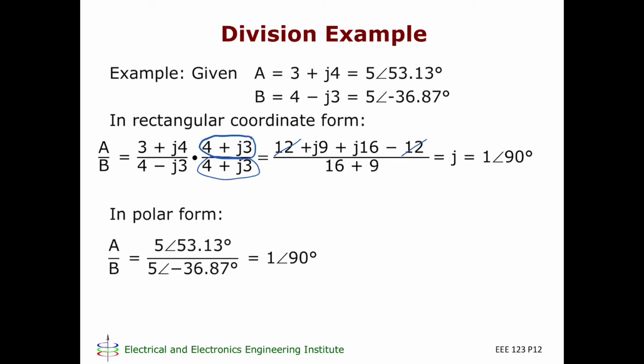In polar form, it's very easy. 5 divided by 5 is 1. And then you have an angle 53.13 minus negative 36.87, and you get 90 degrees. So again, exactly the same result.